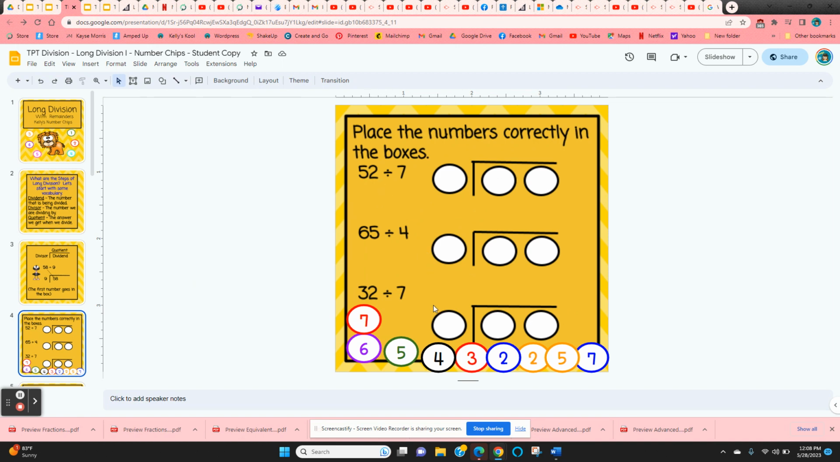So 52 divided by 7, they're going to be using these colorful number chips. Every chip, every number they need will be on every slide. And it's pretty simple, but it just reinforces for the students where the numbers go in the division problem. And to move the chips, you just click on the edge, click and hold, and then they can move the numbers where they want.